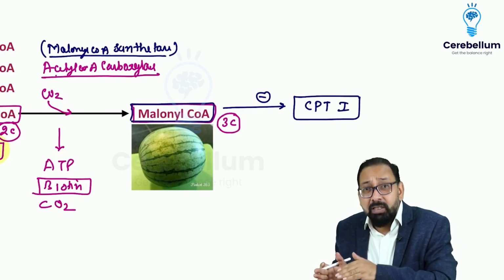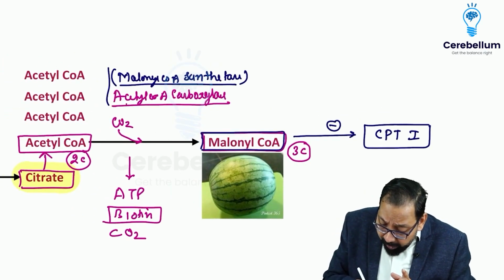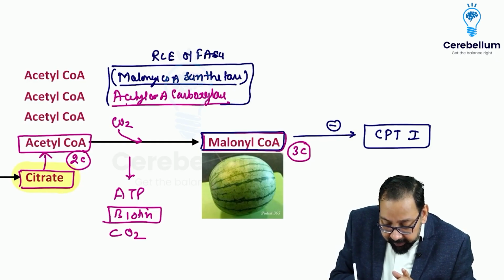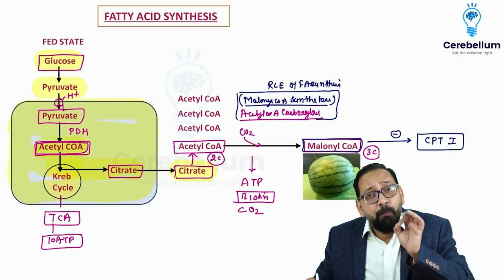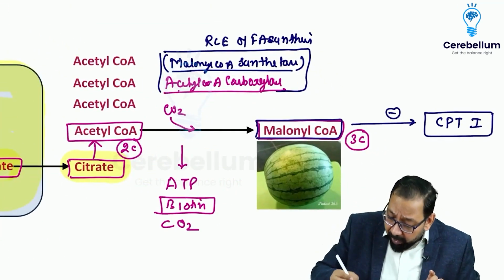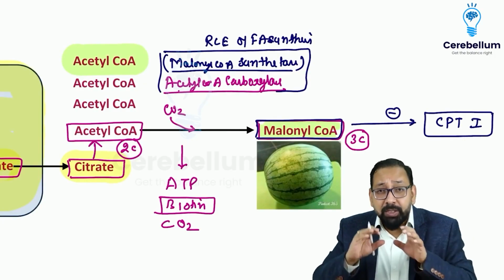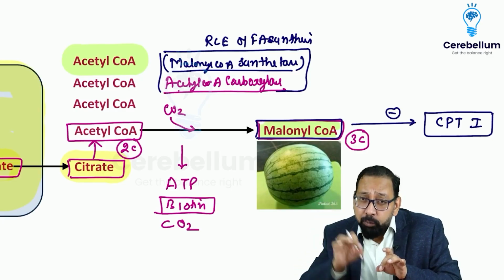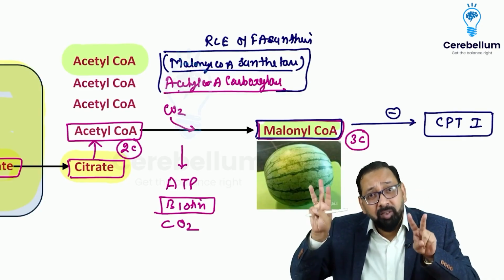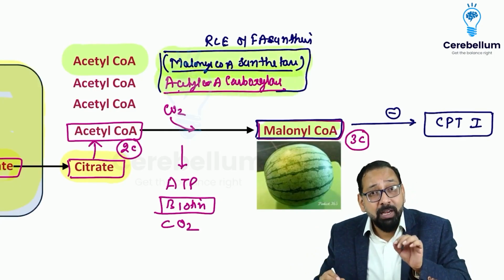What is CPT1? We will discuss it with beta oxidation of fatty acids. For the time being, this malonyl coenzyme A synthetase, or acetyl coenzyme A carboxylase, is the rate limiting enzyme of fatty acid synthesis. So in fatty acid synthesis, we have synthesized malonyl coenzyme A till now. So now the cytosol has malonyl coenzyme A and also acetyl coenzyme A. The cytosol has acetyl coenzyme A and a few have been converted to malonyl coenzyme A. Acetyl 2 carbon, malonyl 3 carbon, and the rate limiting enzyme is malonyl coenzyme A synthetase or acetyl coenzyme A carboxylase.